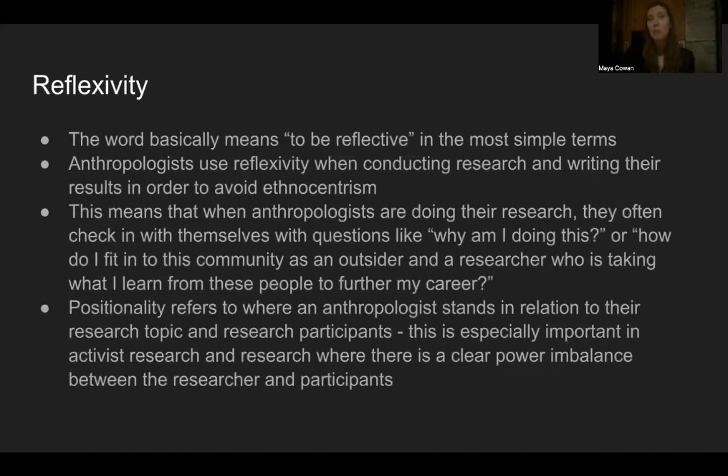Reflexivity means, in its most basic terms, to be reflective. Anthropologists use reflexivity when we're conducting research and writing our results up into ethnographies, in order to avoid ethnocentrism and to really confront questions like, why am I doing this research? Or how do I fit into this community as an outsider and a researcher who's taking what I learned from these people to further my own career? Especially if you're an anthropologist who, like me, is white and pretty privileged, and especially if you're studying a marginalized group of people, but even if you're not, even just as a researcher, you have an inherently powerful role in terms of whoever you're speaking with.